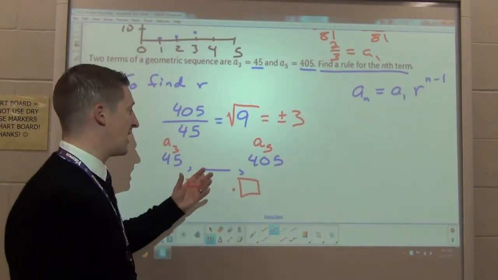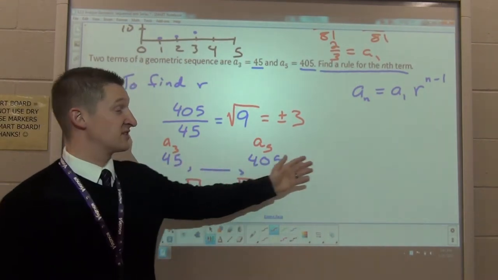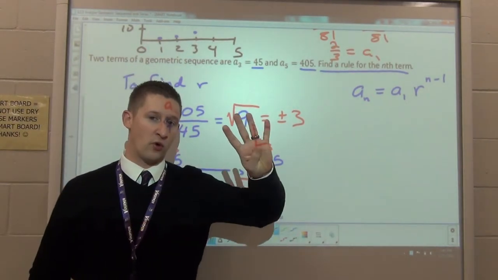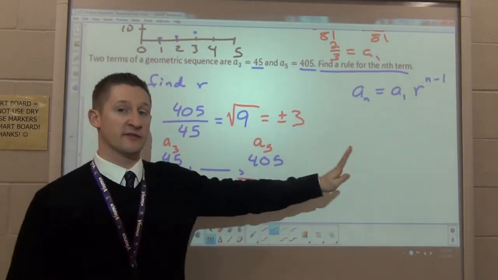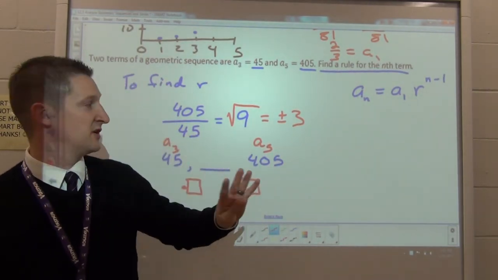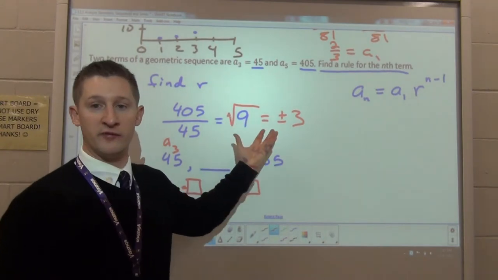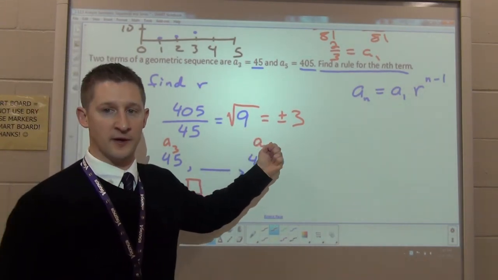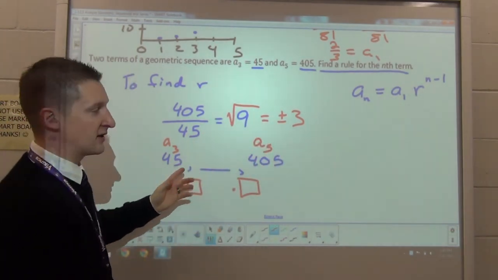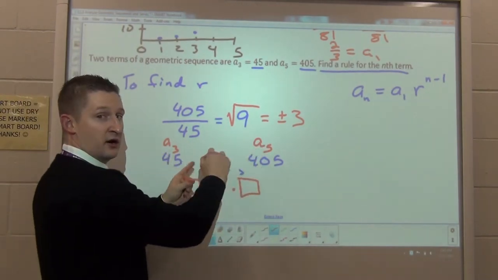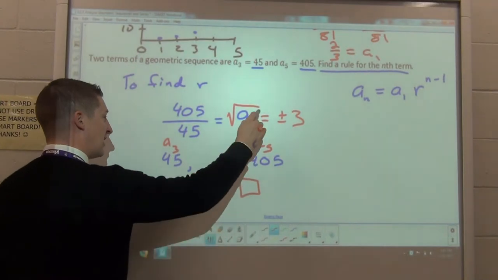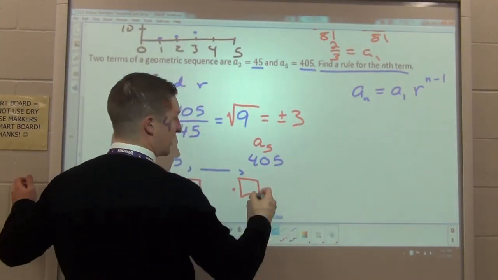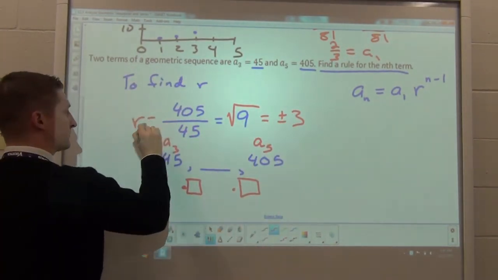Okay? If these had happened to be the third term and the seventh term, for instance, they'd be 4 terms apart. Well, then I'd be taking the fourth root of whatever number I might happen to get. Okay? So you're going to take that particular root based on how many terms they are apart. 2 terms means square root. Now, I've got either positive or negative 3 as my common ratio. Okay? So that's what we're going with.